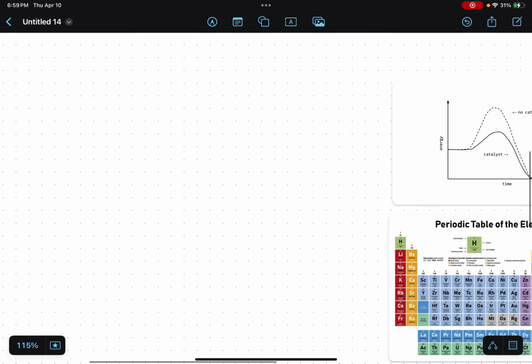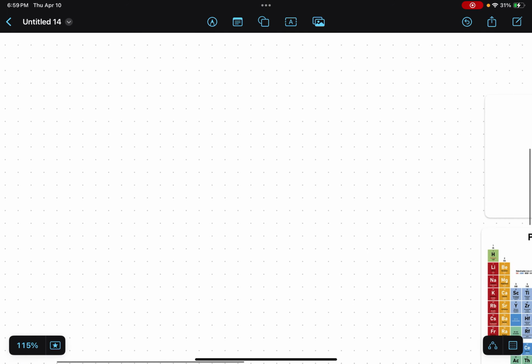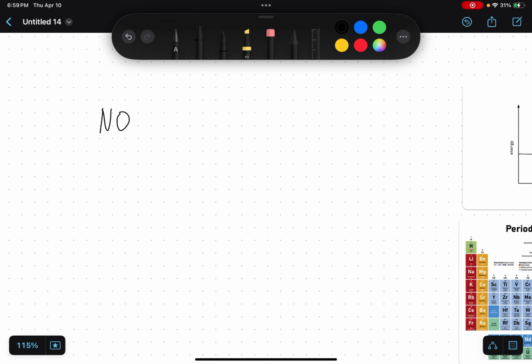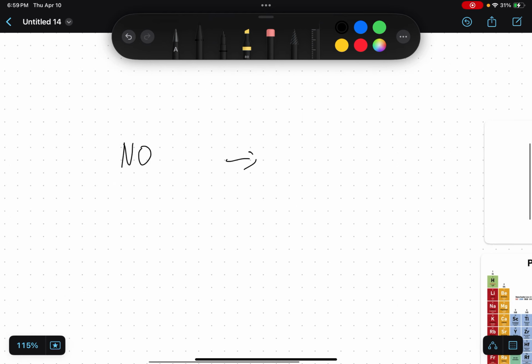So let's walk through it. The whole goal is to turn NO, which is an emission. It's regulated, and if you pollute too much of it, you'll get in trouble. So you turn it into N2 and H2O.